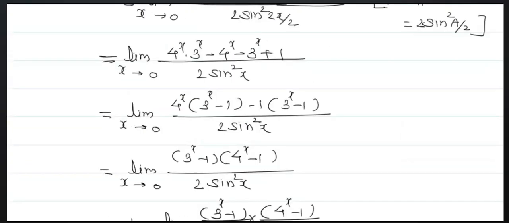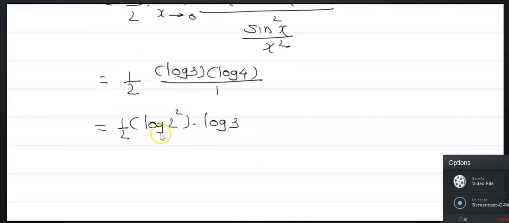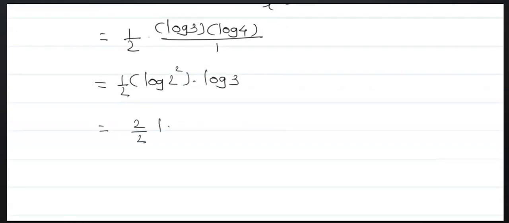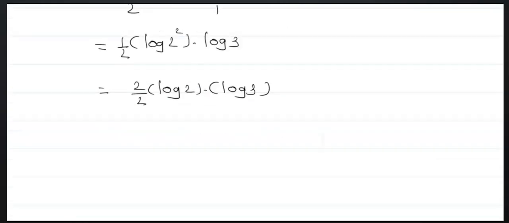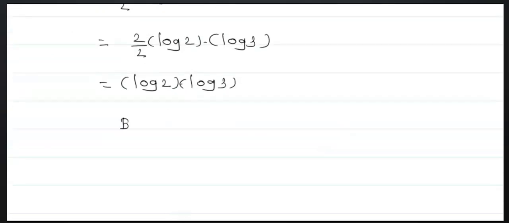And overall, you will get, log of 4 is nothing but log of 2 bracket square into log of 3. That is, log of 2 into log of 3. And option B is the correct one.